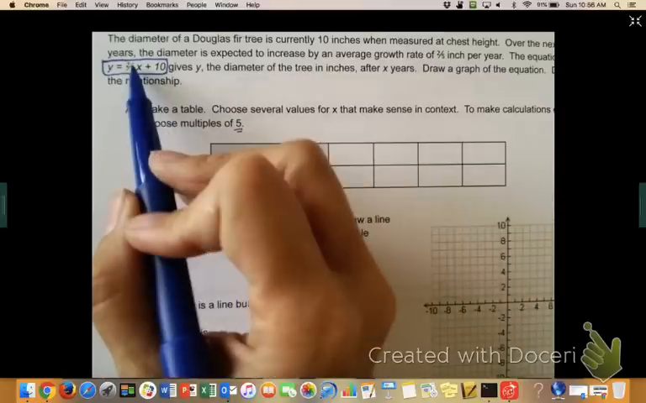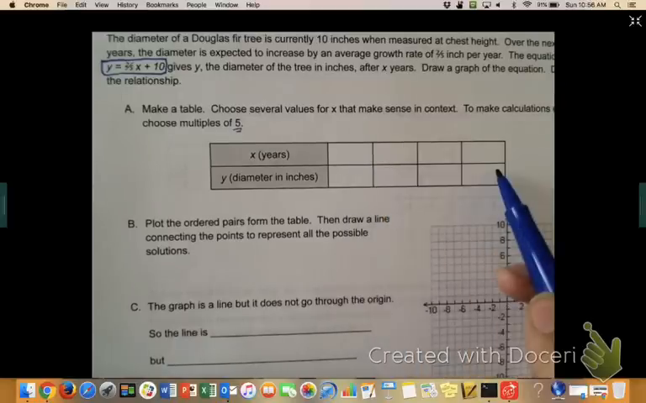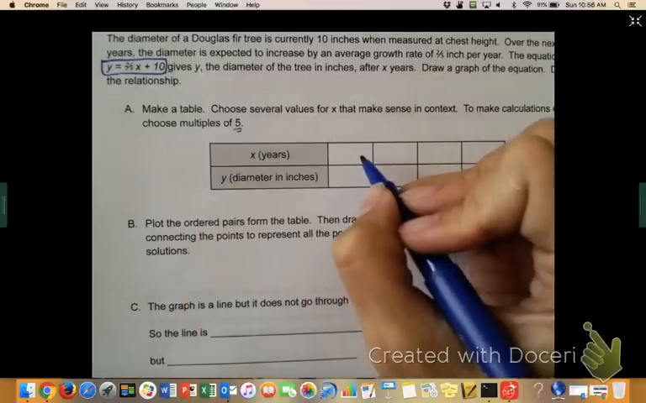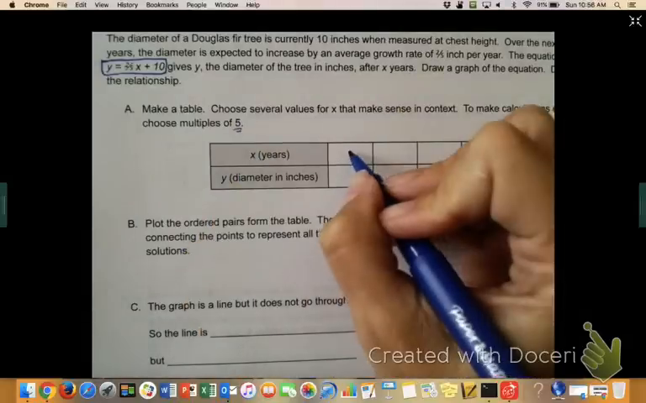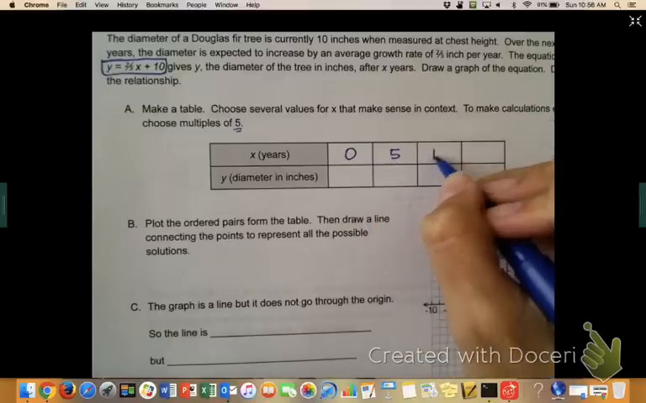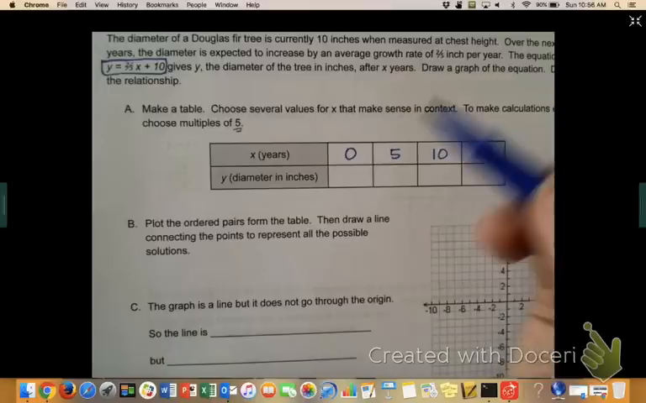If I choose multiples of 5, each of these y values is going to come out even, which is going to make our lives a lot easier. So since we're going to choose multiples of 5, let's start with 0, where we're at 0 years. Then we'll go 5, 10, 15. Okay, let's calculate the diameter of the tree.